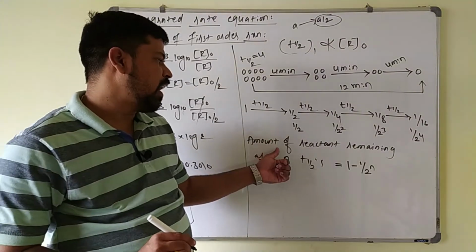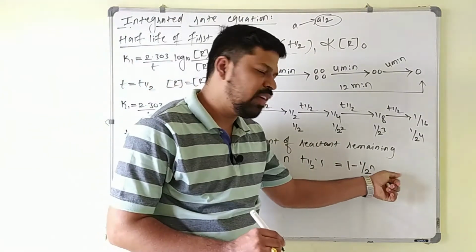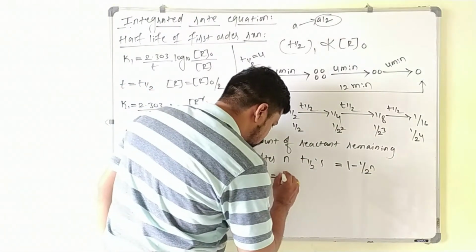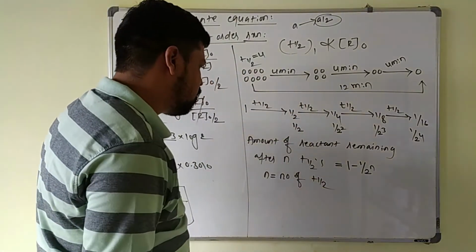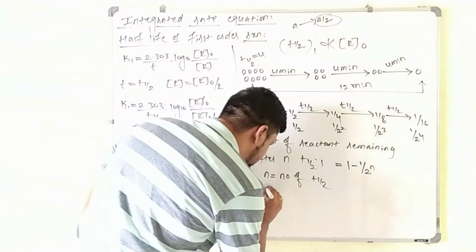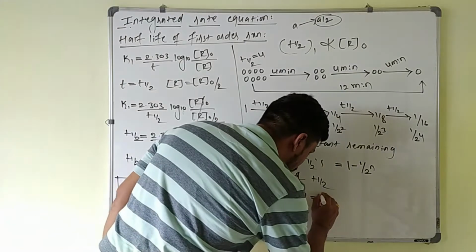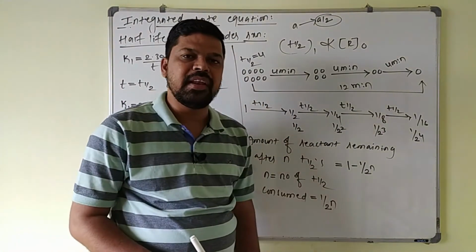So the amount of reactant remaining after n half-lives is equal to 1 minus 1 by 2 raised to n, where n is the number of half-lives. How much amount of reactant is consumed here? The consumed amount is 1 by 2 raised to n. This much is consumed and this is what remains.